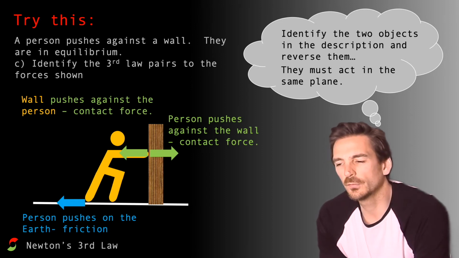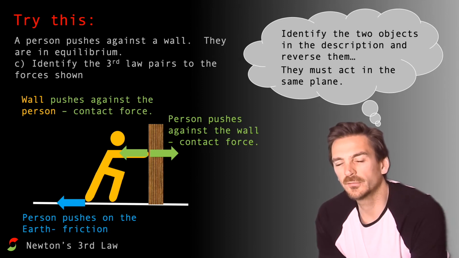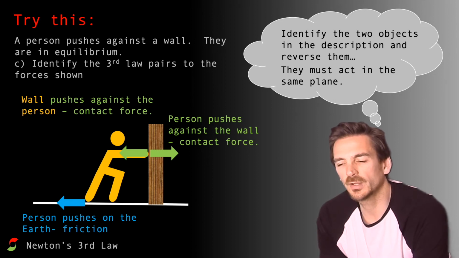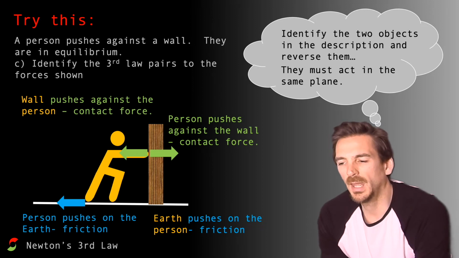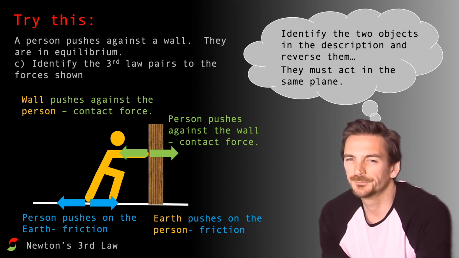So let's think about the blue force and try to identify its third law pair by applying those two rules. Well, rewrite the sentence and swap the two objects around. Earth pushes on the person due to friction, and they must act in the same plane but in opposite direction. It's got to be in that direction.